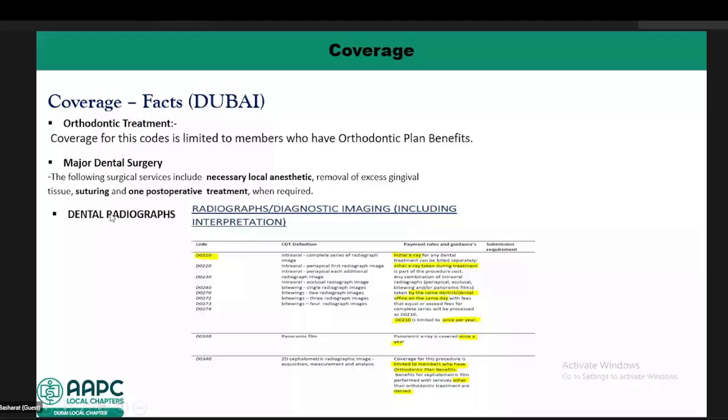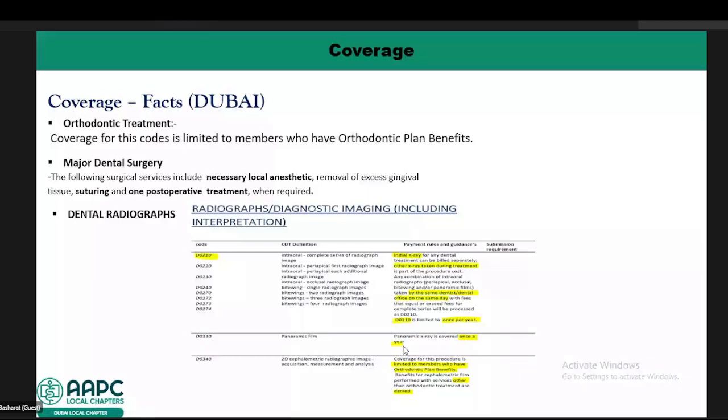Okay, this is already mentioned in the radiograph page, code D0210. The initial X-ray for any dental treatment can be billed separately. Other X-rays taken during treatment are part of the procedure cost. So some X-rays are already bundled with the procedure itself.